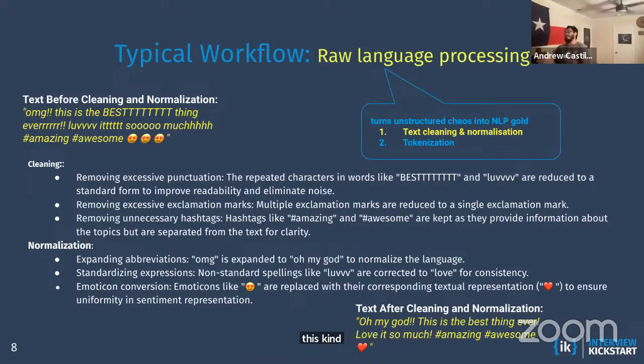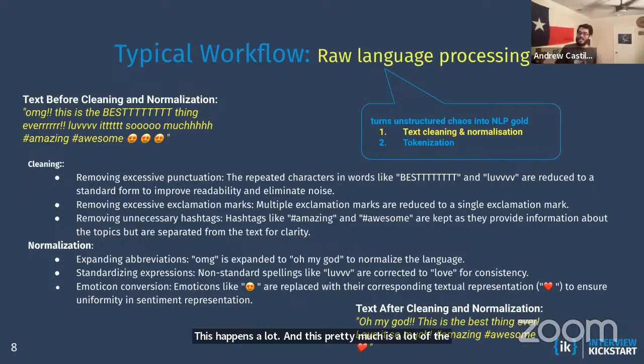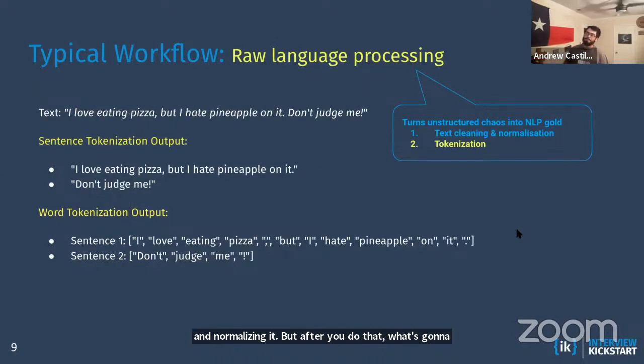And this pretty much is a lot of the work that happens initially: trying to clean it and understand, okay, if you clean it, is there a way to essentially make it useful after the fact? So that's kind of the first thing that you want to do before you try and take your unstructured data into a structured format, right? It's pretty much just cleaning it, standardizing it, and normalizing it. But after you do that, what's going to happen next, right?